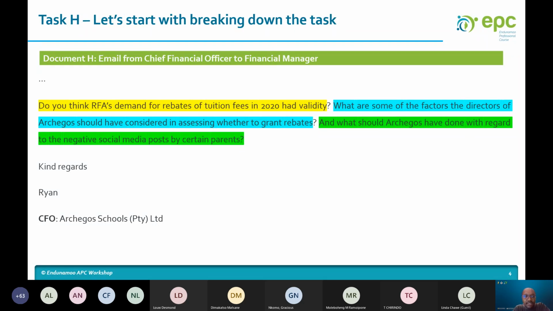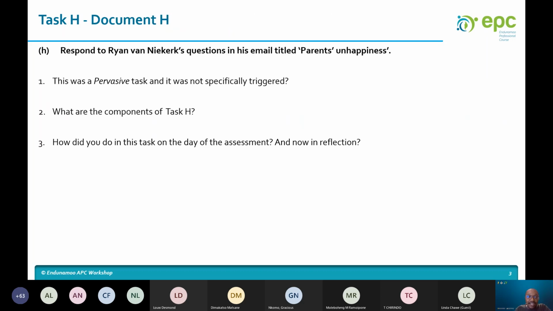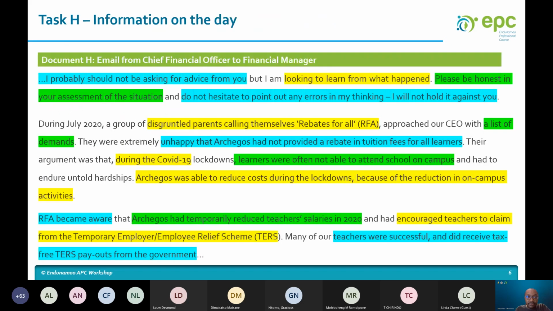Do you think RFA's demand for rebates of tuition fees in 2020 had validity? What are some of the factors that directors of Archegos should have considered in assessing whether to grant rebates? And what should Archegos have done with regard to the negative social media posts by certain parents? Okay, he didn't directly ask you about his behavior, because he says, I probably should not be asking for advice from you, but I'm looking to learn from what happened.